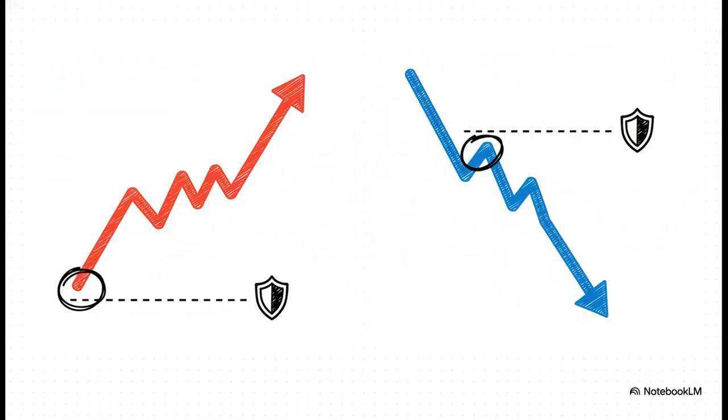Okay, so the logic here is all about respecting the market structure. Think about it. If a market is in an uptrend, what's the one thing that would tell you the trend is broken? Well, if it breaks below the last major low point, the swing low. So that's where you put your stop. Same thing for a downtrend, but in reverse. If it breaks above the last swing high, the downtrend is probably over and you want to be out.